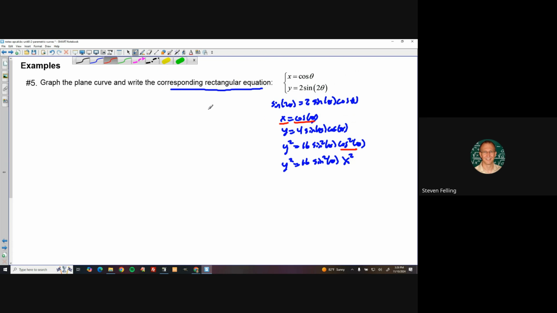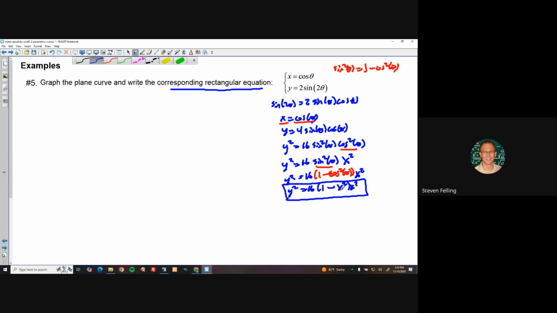Okay, now I still have some sine squareds here, but I do know that sine squared is equal to 1 minus cosine squared. So I could expand this into 1 minus cosine squared, along with my 16 and x squared that's currently there, and then replace those cosines with x's, because each cosine is an x. So that's x squared times x squared. Okay, at this stage, we have converted this to a rectangular form.